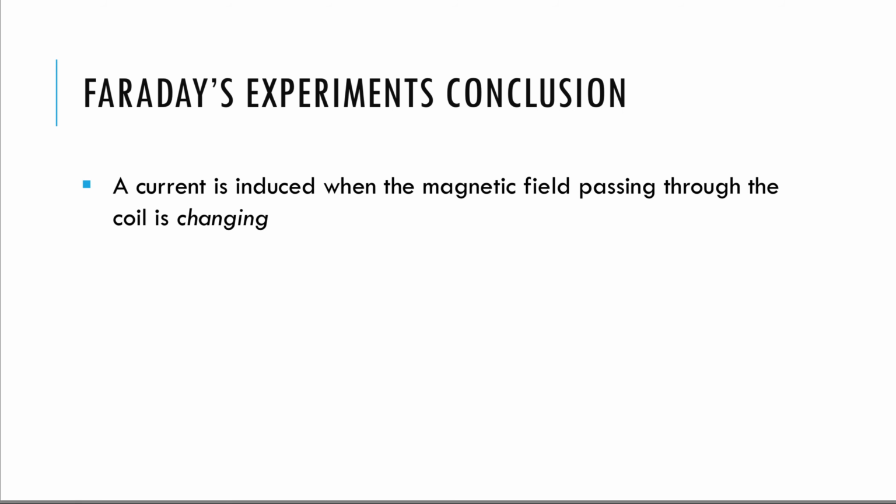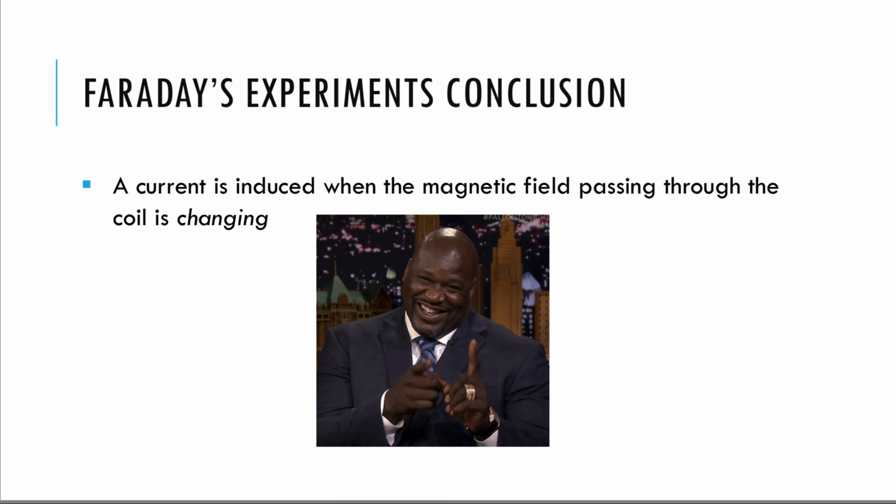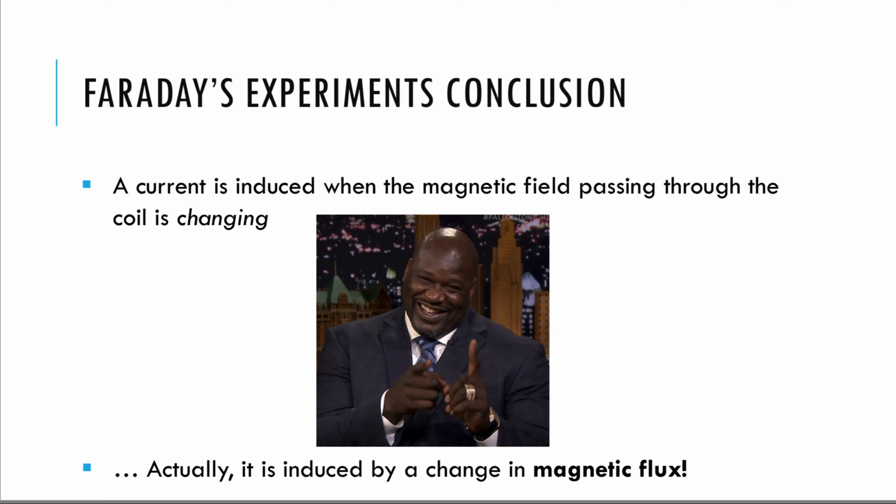So to summarize, a current is induced when the magnetic field passing through the coil is changing. Actually, it's not quite that easy. What is really happening is that the current is induced by a change in magnetic flux. So the next thing that we need to do is understand what is meant by magnetic flux.